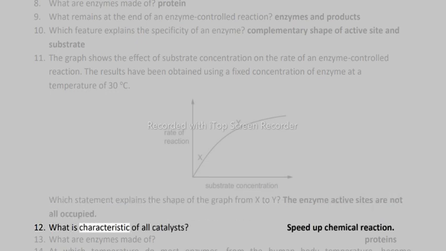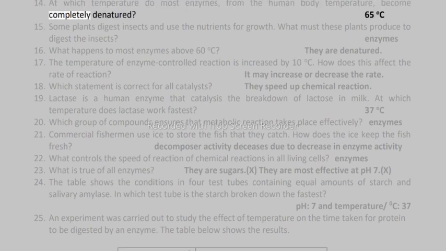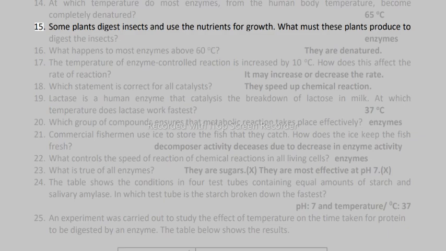12. What is characteristic of all catalysts? Speed up chemical reaction. 13. What are enzymes made of? Proteins. 14. At which temperature do most enzymes, from the human body temperature, become completely denatured? 65 °C. 15. Some plants digest insects and use the nutrients for growth.